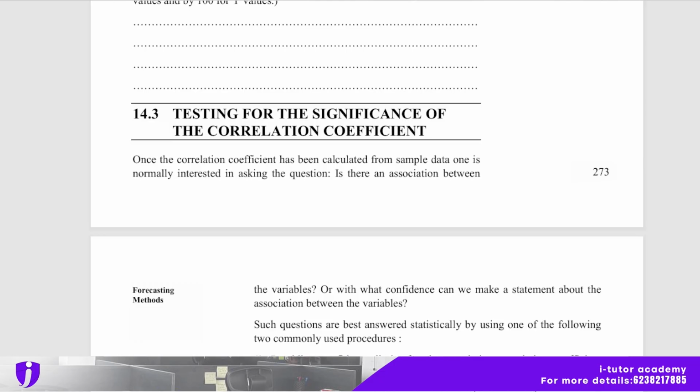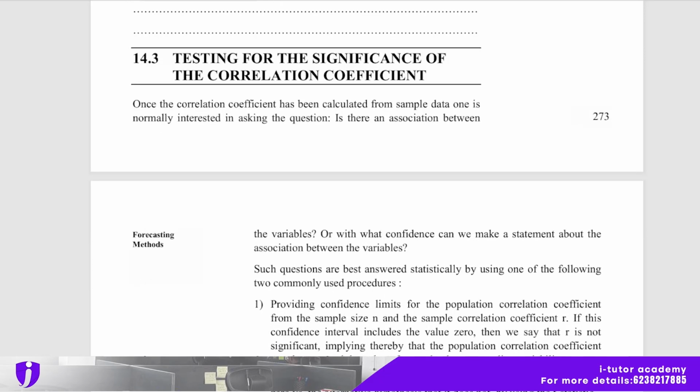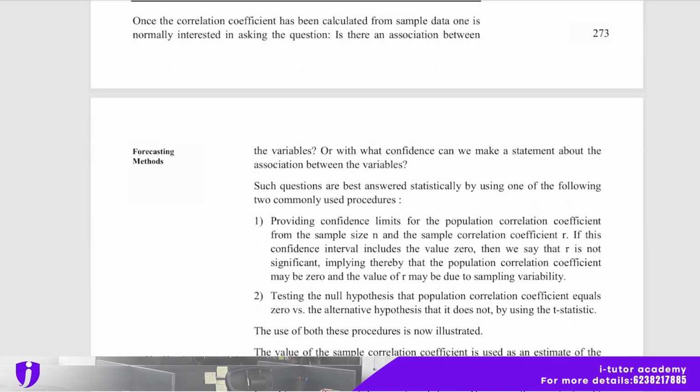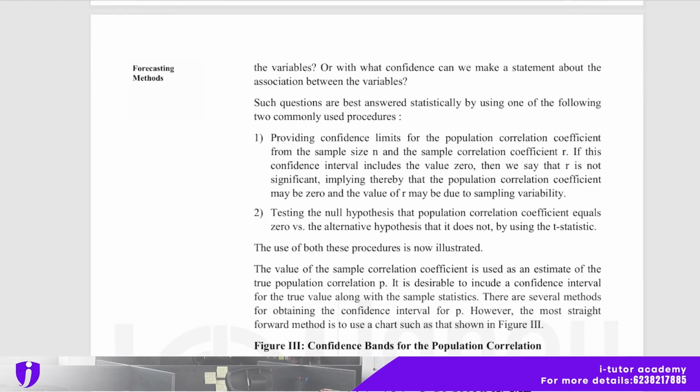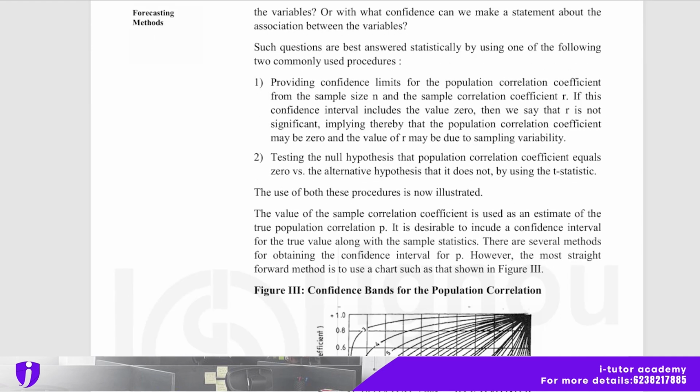Once the correlation coefficient has been calculated from sample data, one is normally interested in asking the question, is there an association between the variables, or with what confidence can we make a statement about the association between the variables. Such questions are best answered statistically by using one of the following two commonly used procedures: providing confidence limit for the population correlation coefficient from the sample size n and the sample correlation coefficient r.